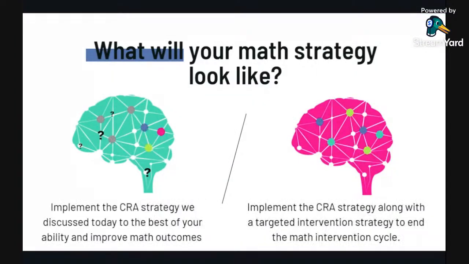So I want you to think about what your math strategy is going to look like the rest of this year. The way I see it, you have two options on the table here. You can either implement that CRA strategy we discussed today to the best of your ability, and you will improve math outcomes for your students. If you just enter each day thinking, what is my concrete, representational, and abstract option in this lesson? If I see that I have students who need more support, where can I move just by offering a new material to support them? If you do that, you will improve math outcomes for your students.